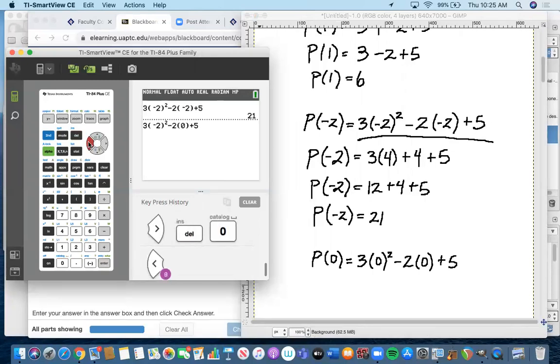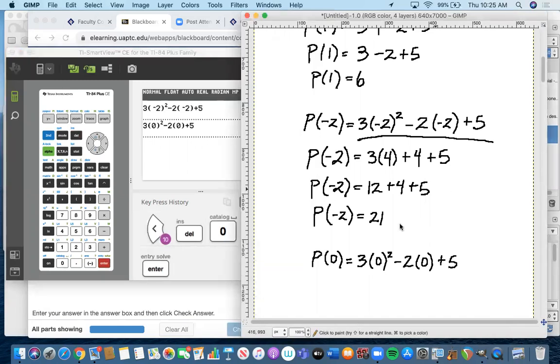This can come in handy when you have something more difficult. You don't want to keep on typing in the same thing, right? And so this gives us the answer 5. So that means P of 0 is 5. Okay, so that's how you can use the calculator.